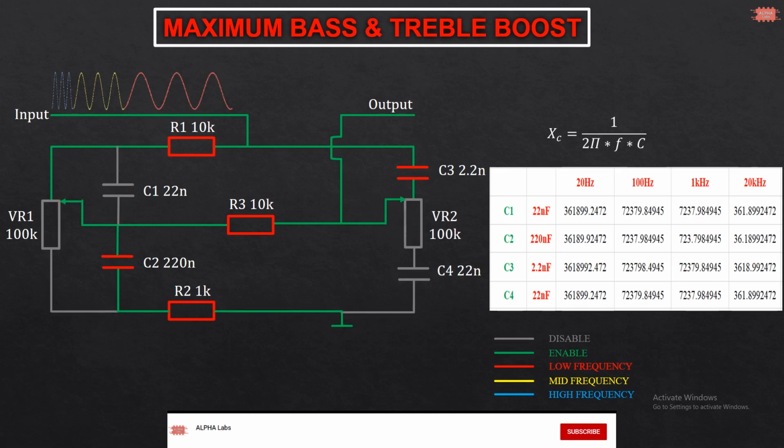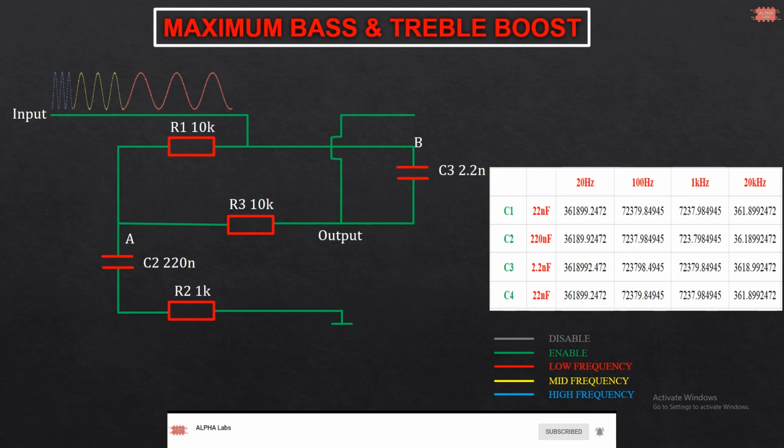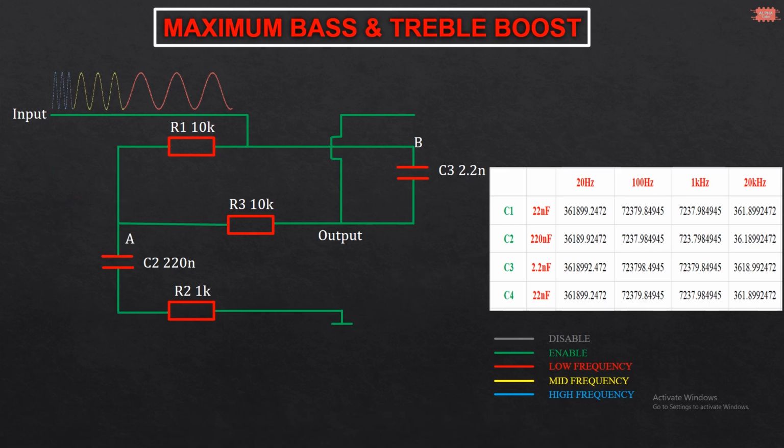The potentiometer VR1 is also inactive because of its so high resistance. The capacitor C4 is inactive because the potentiometer VR2 is inactive. The circuit is redrawn as follows. The input signal is shared into 2 directions.